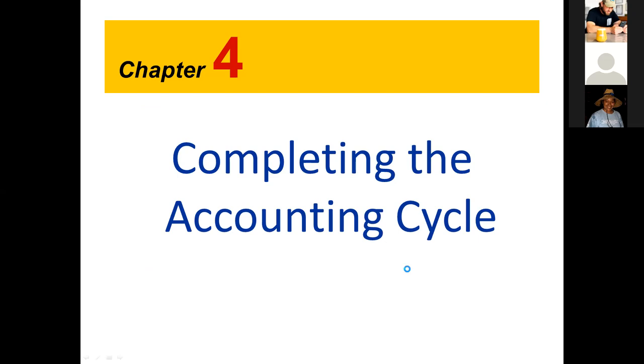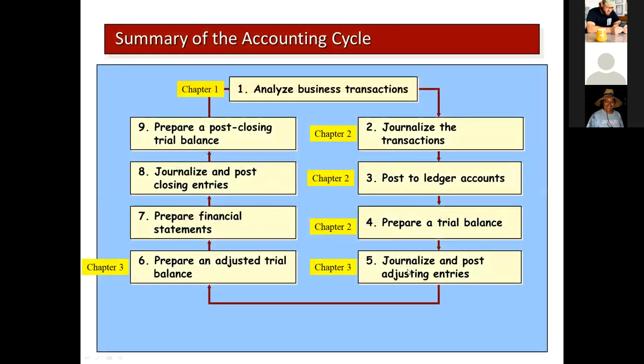Moving on to chapter four. Chapter four is after you complete all your journal entries and adjusting entries, you would have run an adjusted trial balance. Now you can prepare your financial statements. And after you're finished with your financial statements, you can do your closing entries and run off a post-closing trial balance. So this is the cycle, right? To get ready for the next accounting period.